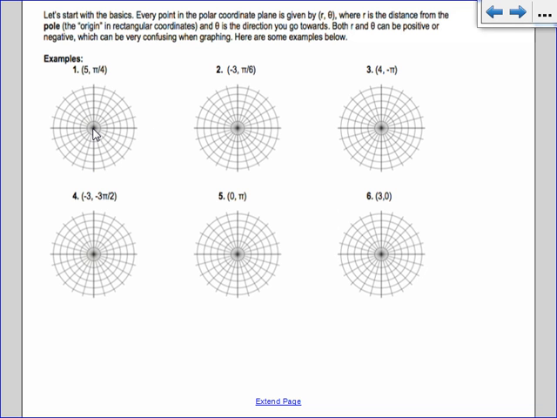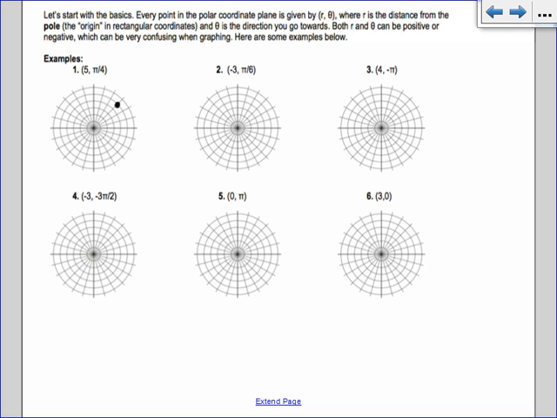Okay, so what we're saying when we say (5, pi over 4) is we're saying along the line pi over 4, which is right here, we are going to go out 5 units. This is a radius of 1, this is a radius of 2, a radius of 3, 4, and then 5. So the point that we want to graph goes along here, and then it goes out 1, 2, 3, 4, 5. So it would be right there.